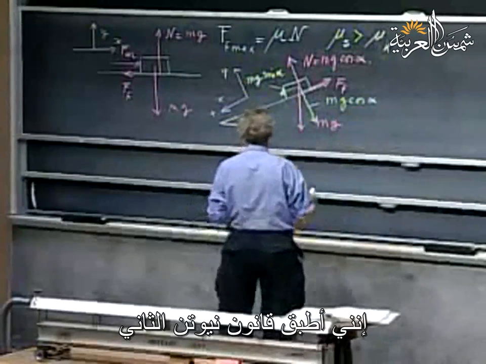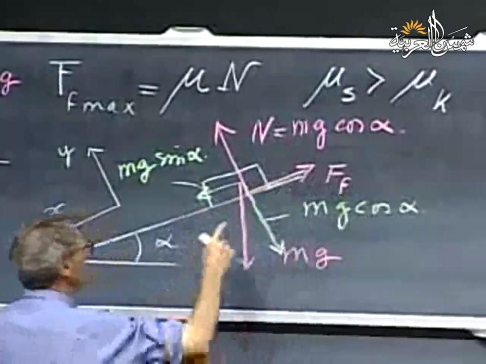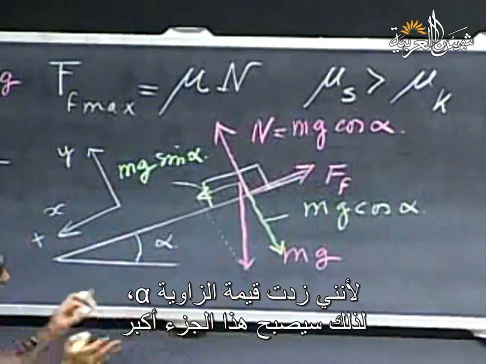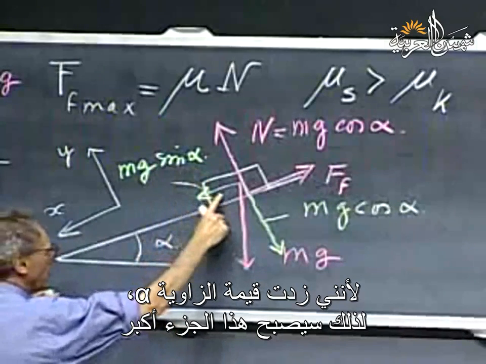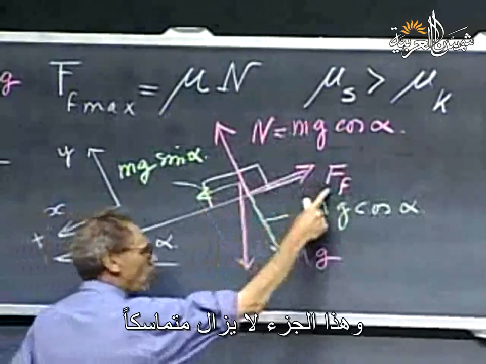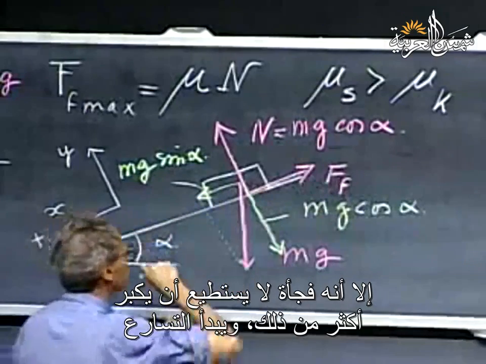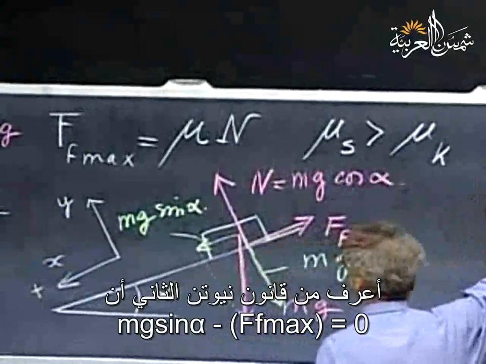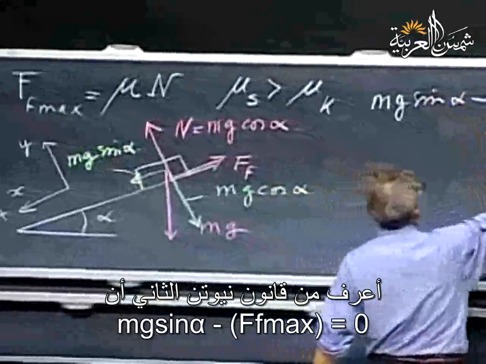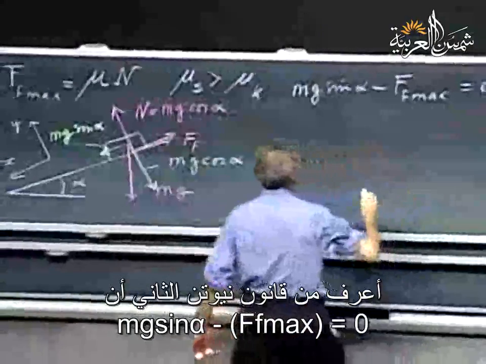I'm applying Newton's second law. In this direction now, the acceleration is still 0, but the frictional force has now just reached the maximum value, because I increase alpha, so this component will get larger, and this component will get larger, this component will get larger, this component is still holding its own, but then all of a sudden it can't grow any further, and it starts to accelerate. So Newton's second law tells me that mg sine alpha minus f_f maximum at this point is 0.